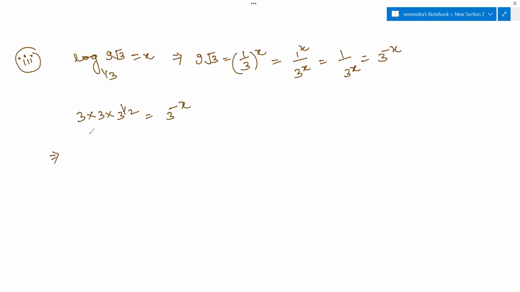So from here we can see here the power is 1, here also power is 1, here power is 1 by 2, and the bases are same. So if bases are same, we can add the exponents of power. So it will be 1 plus 1 plus 1 by 2, equal to 3 power minus x, which implies 3 power 5 by 2 equals 3 power minus x. So from here, if we compare, we will get x equal to minus 5 by 2. So this is the answer for this question.